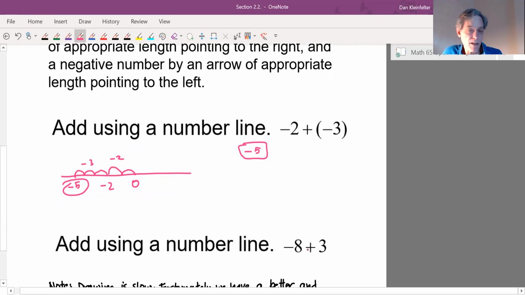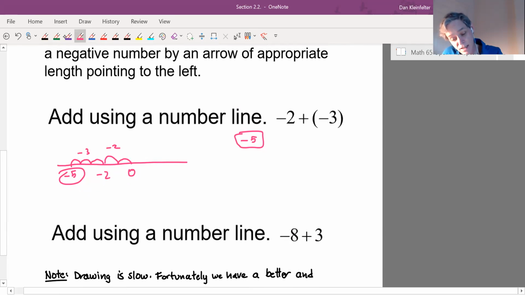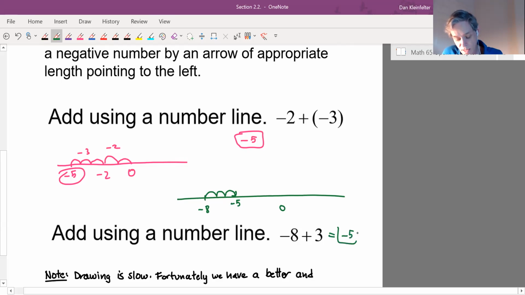Here's one where one addend is positive and one addend is negative. So let me do that one. We're going to start with -8. I don't feel like putting on all the tick marks. I don't really have to for this. So starting at -8, I want to add to it +3. Positive is moving in the right hand direction. So we're going to move 1, 2, 3 steps in the positive direction, and that would put us at -5 for a final answer. Okay.